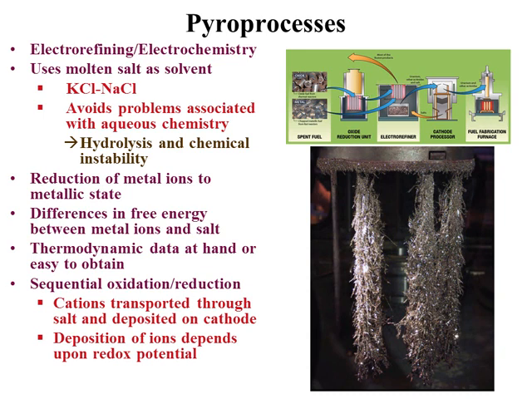Pyro processing is the electrochemical process used for separating uranium and actinides from spent nuclear fuel. It's also known as electrorefining or electrochemistry. The solvent that's used in electrorefining or pyro processing is generally a salt system. An example is a potassium chloride, sodium chloride system.